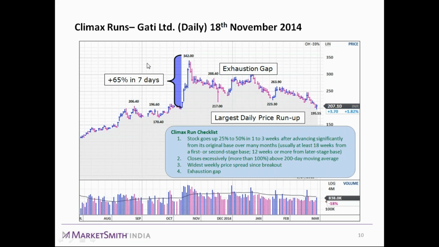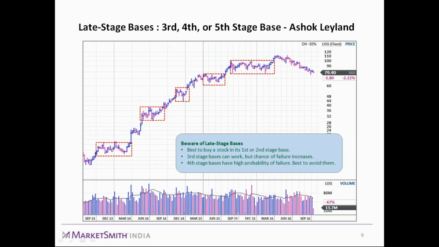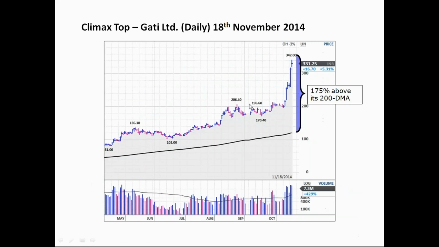So it's not like it is just breaking out of a first stage base and then it goes up 25%. No, that's good. That's what we are trying to identify. But if you see this happening well after that original breakout, that could be a climax run, and then you should be a little bit careful.